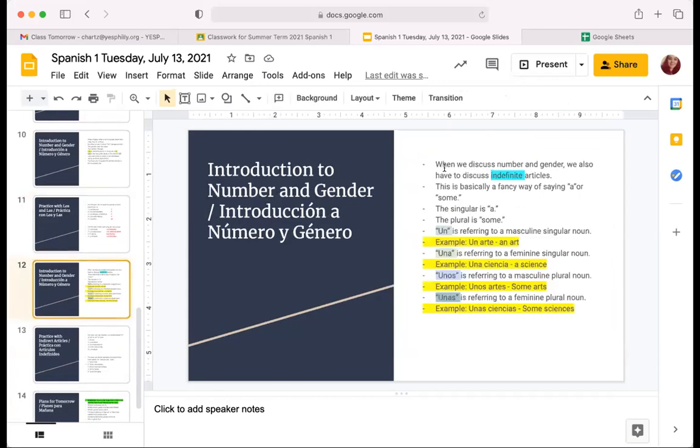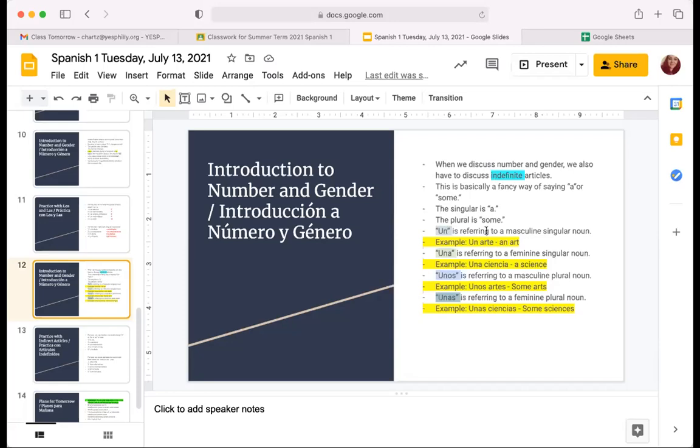But just, like I said, don't feel overwhelmed. We're probably going to do all this tomorrow anyway. But when we discuss number and gender, we also have to discuss indefinite articles, which is a fancy way of saying it, so you don't have to remember that word. It's a way of saying a or some. The singular is a, the plural is some. So a friend, some friends. That's basically what they're talking about.